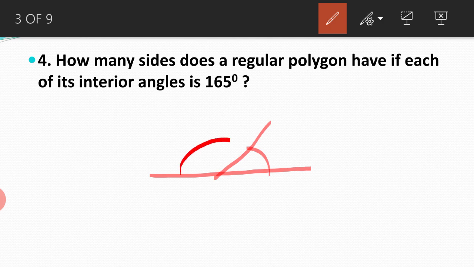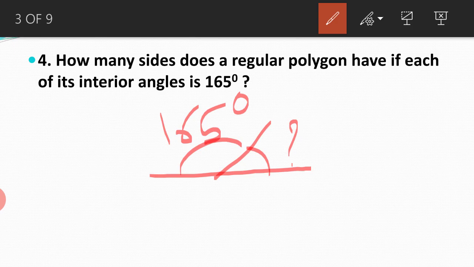So if interior angle is 165 degree, what is the measure of exterior angle? Can we find? So it will be 180 minus measure of interior angle, that is 165. So you can find measure of exterior angle, and as in the previous question, we can again find out the number of sides.